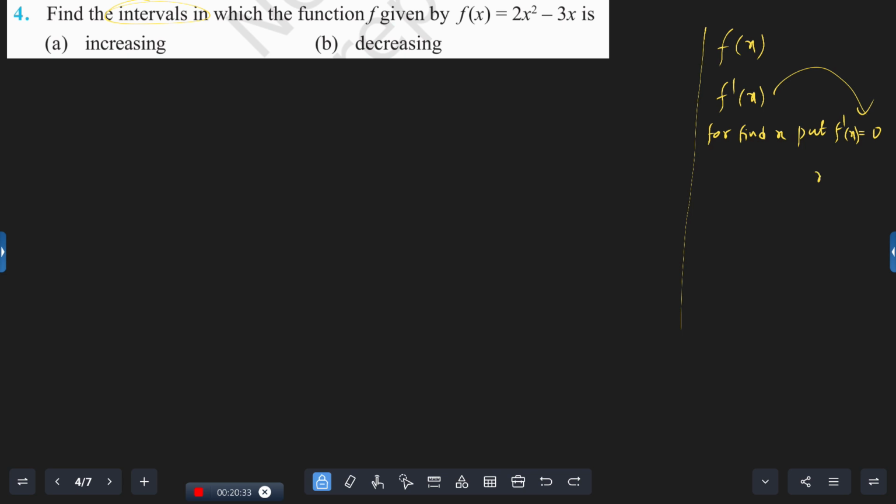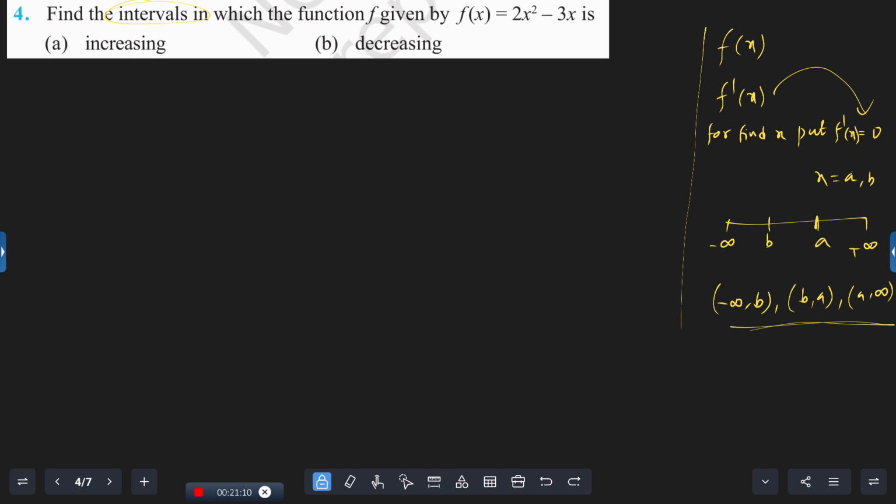Then if you simplify, you will be getting either one value or two values, a and b. After getting the a and b values, the interval should always be made from minus infinity to plus infinity. Suppose a is the big number and b is the small number: the smaller number goes on the left-hand side and the big number on the right-hand side. Don't forget. Now the intervals are minus infinity comma b, b comma a, and a comma infinity. This is the interval they asked to find here.